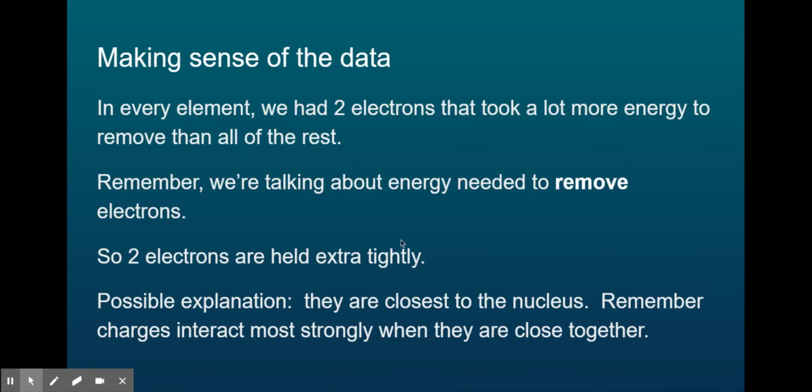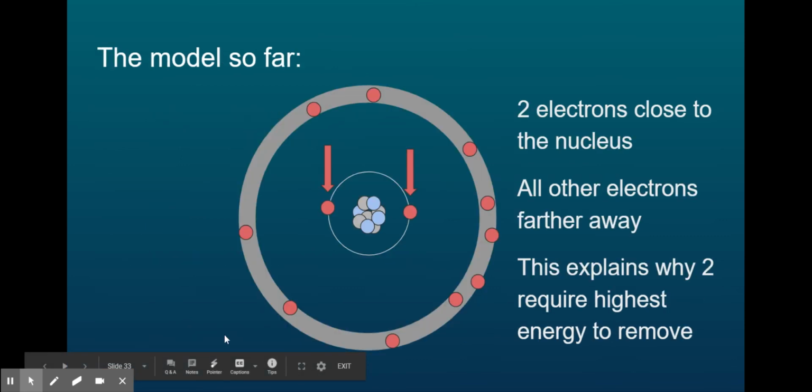All right, making sense of this, in every element we had 2 electrons that took a lot more energy to remove than all of the rest. Remember, we're talking about energy needed to remove electrons. So 2 electrons are held extra tightly. Possible explanation? These 2 electrons are closest to the nucleus. Remember, charges interact most strongly when they're close together. So the model so far, we have 2 electrons really close to the nucleus. All the other electrons are farther away. This would explain why 2 electrons require the highest amount of energy to remove.